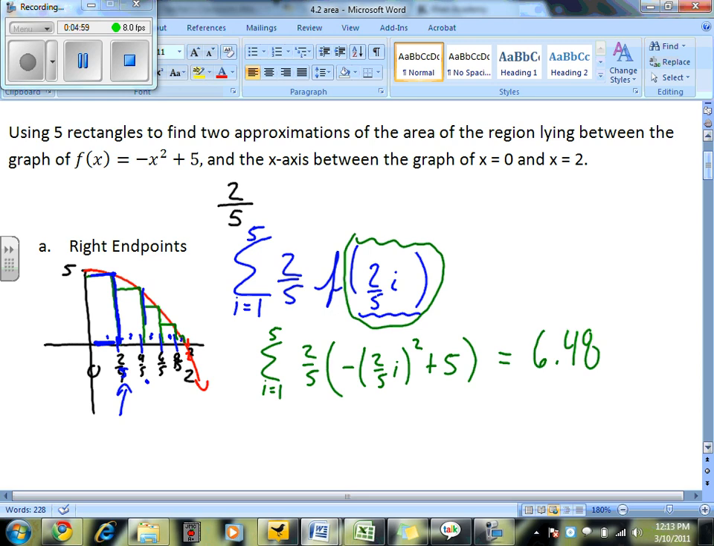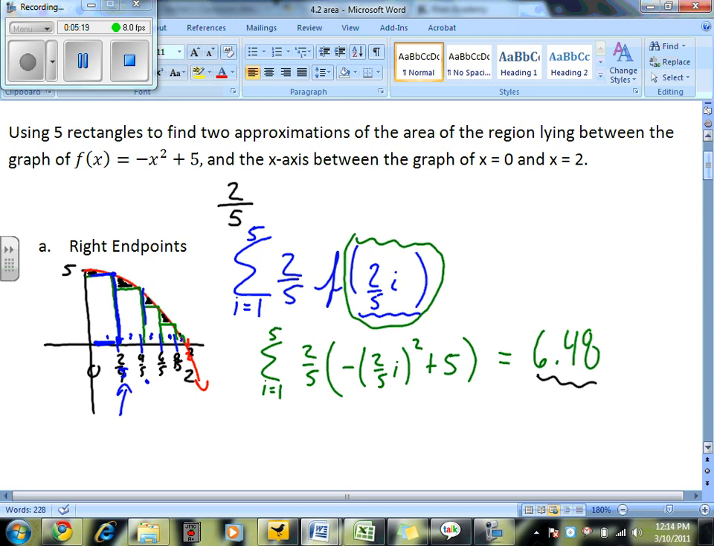Okay? What you'll notice is, by all my little circles here, there's always a little space in between my curve and my rectangle. So technically, the area underneath this curve is going to be slightly more than what we just found here.